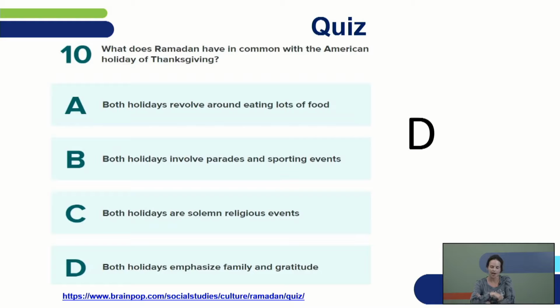So D, both holidays emphasize family and gratitude. I thought that maybe the answer could also be A, because both holidays revolve around eating lots of food. But right, for Ramadan, you eat lots of food at the end of the day or when you have the festival of Eid al-Fitr, and Thanksgiving you also do. But I think the main message here, the most important thing they have in common, is that you're with your family and you're saying gratitude, which means you're saying thank you.